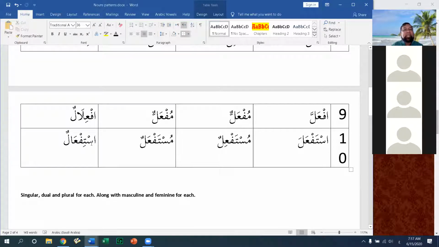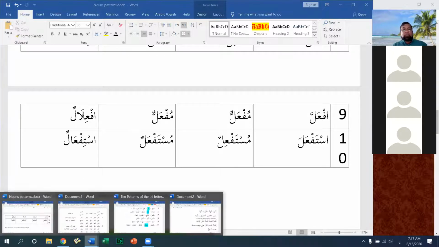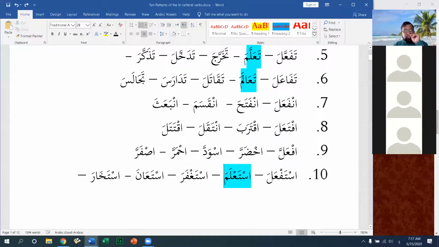And istif'alun is the asking for the action. So let's use it with words that you're familiar with. Ista'lama, which means to ask for information. The one asking for the information will be musta'limun, ismul fa'il. The one being asked would be musta'lamun. The thing he's asking about would be musta'lamun anhu. And the action of asking would be isti'lamun, a verb that you all would know.